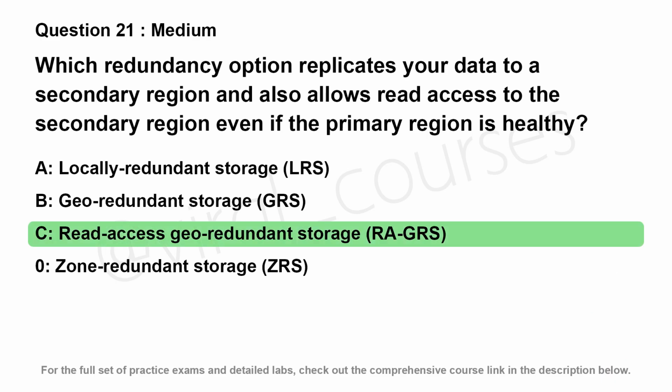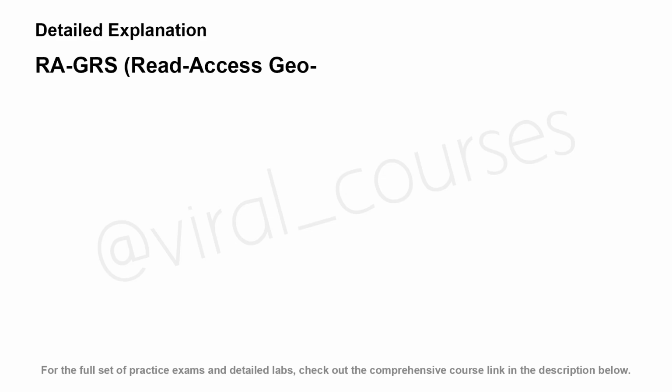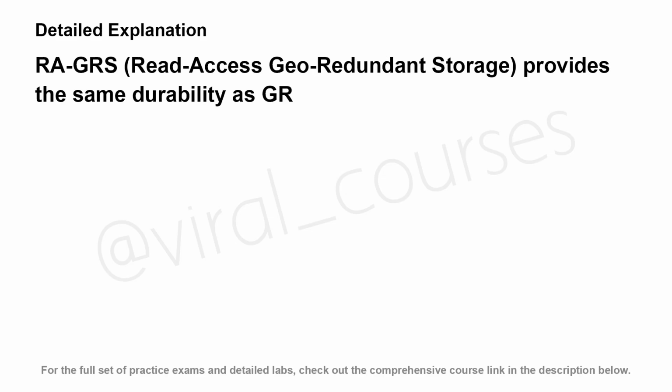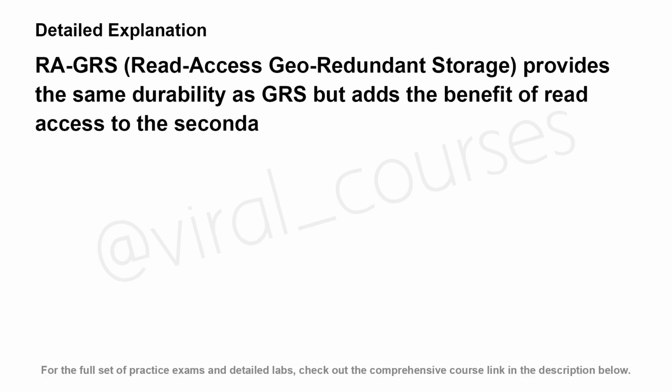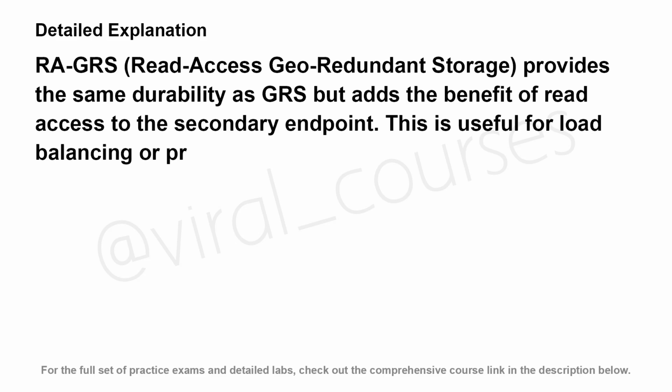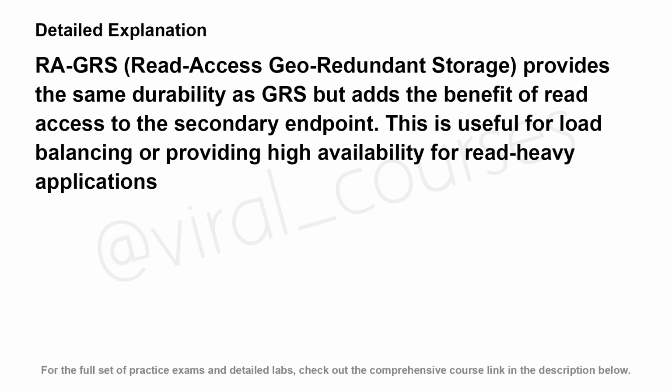The correct answer is C. RA-GRS, read access geo-redundant storage, provides the same durability as GRS but adds the benefit of read access to the secondary endpoint. This is useful for load balancing or providing high availability for read-heavy applications.